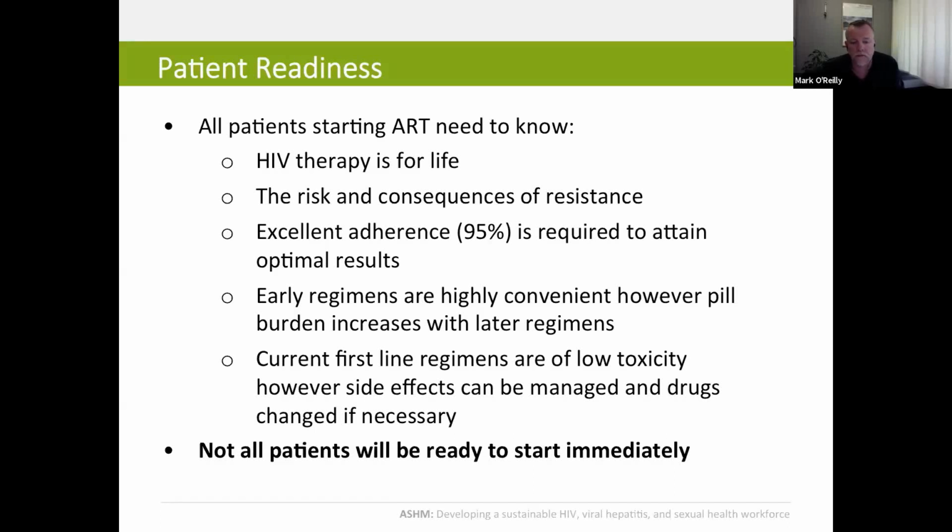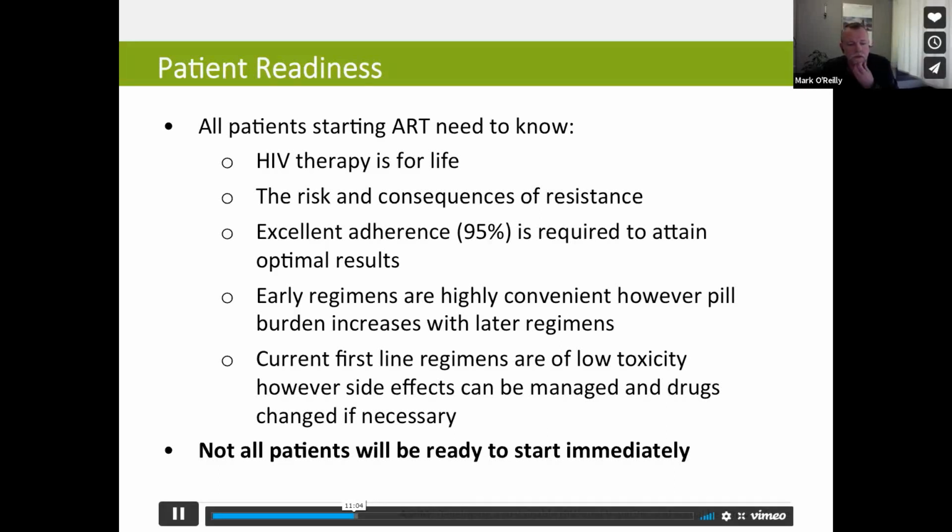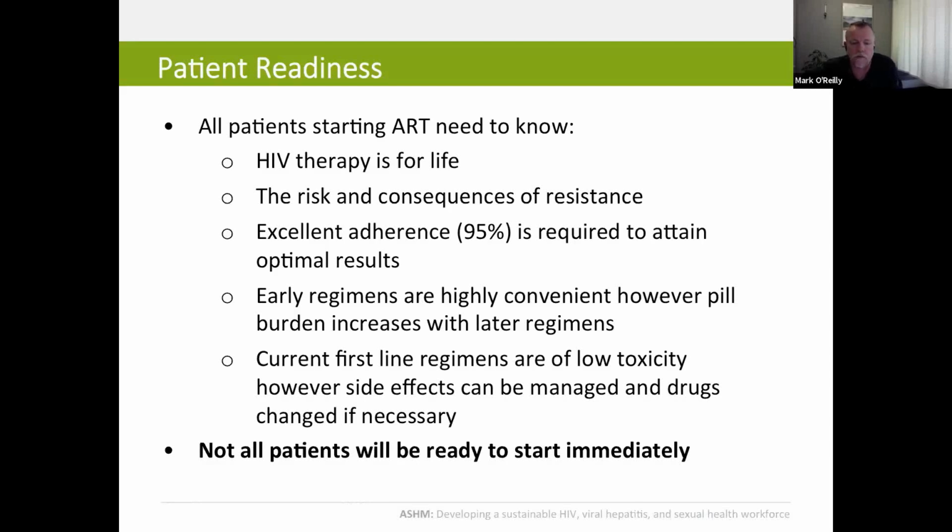Our current first-line regimens have pretty low toxicity, and if they do have side effects, generally they're very easily managed. Although the trend is towards early initiation, and in some situations it's now same-day treatment initiation, it's important to remember that not all individuals will be ready to start their HIV treatment immediately, and to provide support and maintain that person engaged in their care, and to continue to follow up with them and support them to achieve the decision to start treatment.